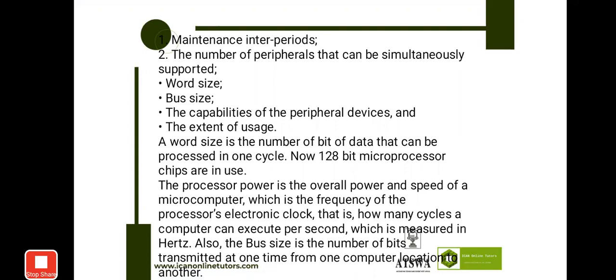Maintenance, and the number of peripherals that can be simultaneously supported. We look at the word size, the bus size, the capabilities of the peripheral devices, the extent of usage. The word size is the number of bits of data that can be processed in 1 second. Now, 128 bits microprocessor chips are in use.